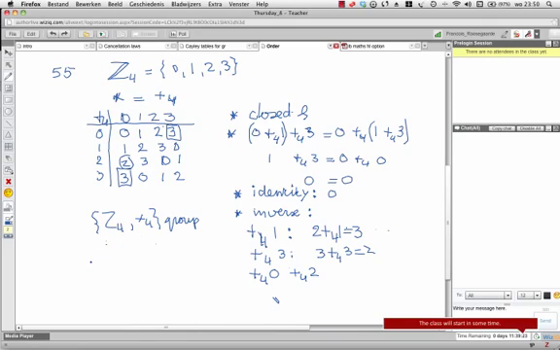Now, is it also an Abelian group? The answer is yes, because within Z the commutative law is obeyed, and therefore it's also an Abelian group, which concludes my second screencast.